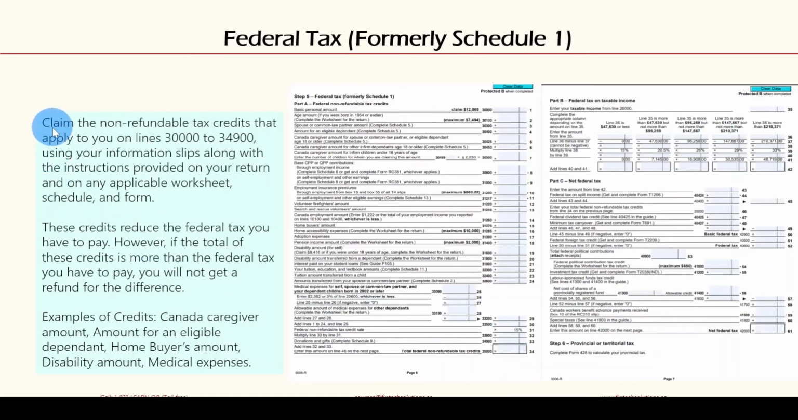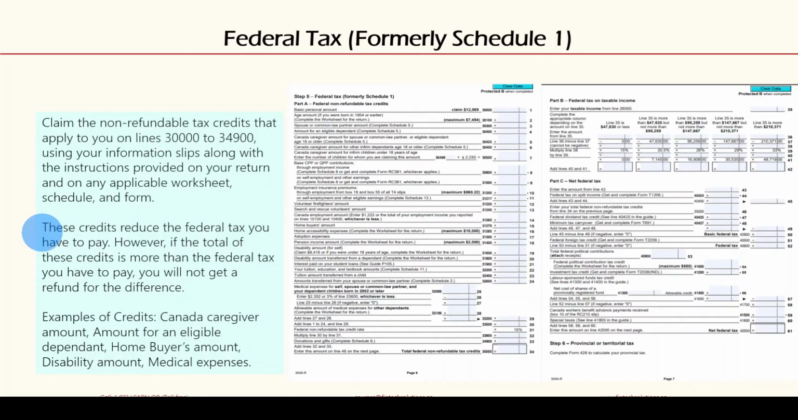Claim the non-refundable tax credits that apply to you on lines 30,000 to 34,900 using your information slips along with the instructions provided on your return and on any applicable worksheet, schedule, and form. These credits reduce the federal tax you have to pay. So basically that's the benefit of these credits, that they help you reduce the federal tax to pay.